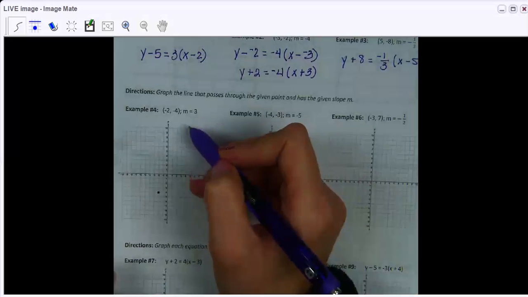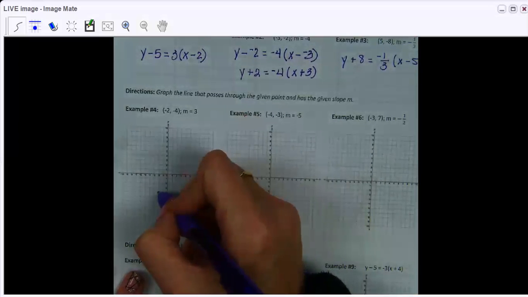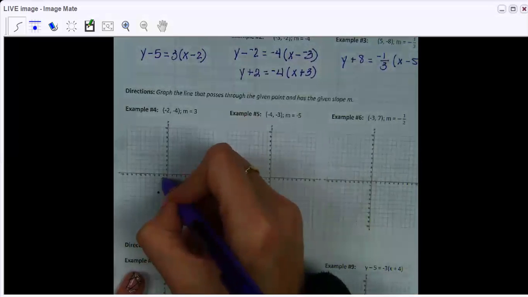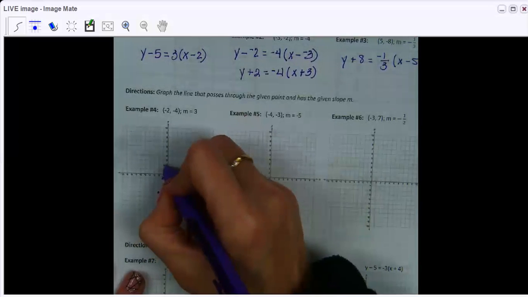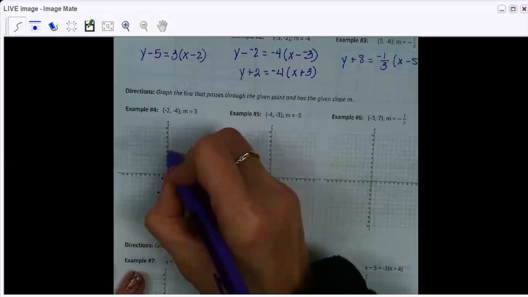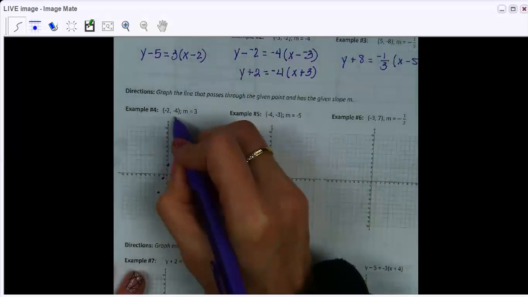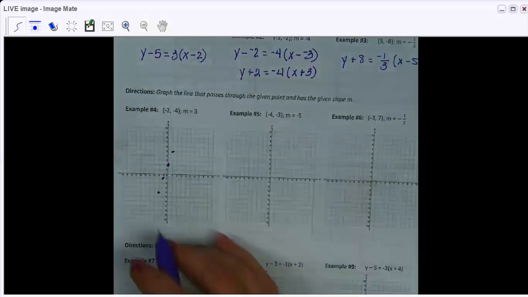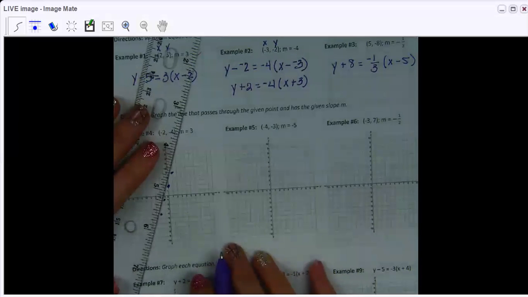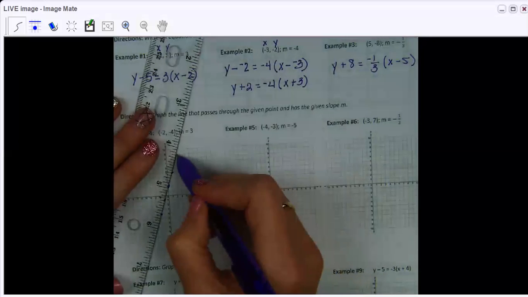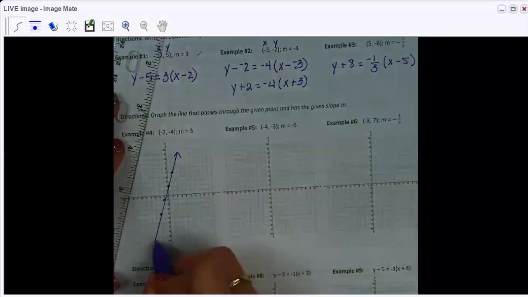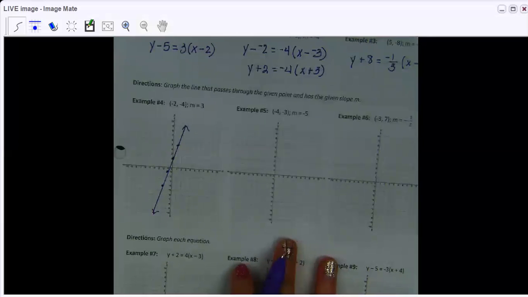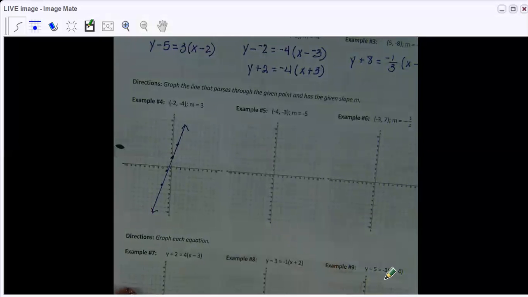So we're going to start at the point and we're going to rise 3, run 1. Rise 3, run 1. -2, -4 right here. So plot that point. And then rise 3, run 1, and draw your line. And that is how you do it.